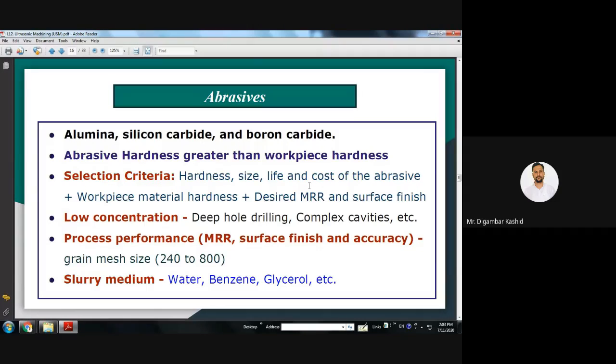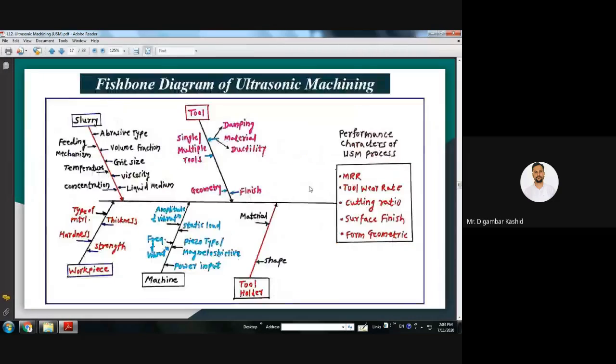Okay. Now let us move toward the next point. Now we'll discuss the different input process parameters.